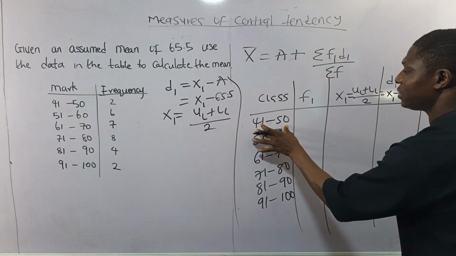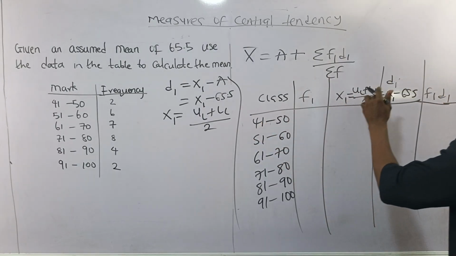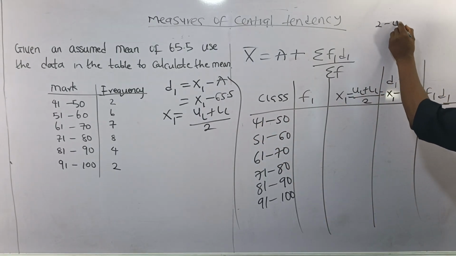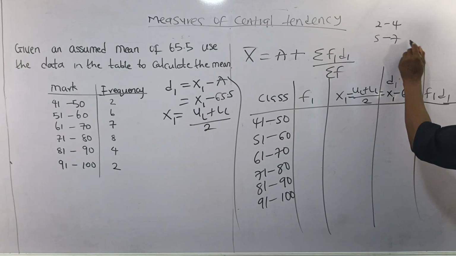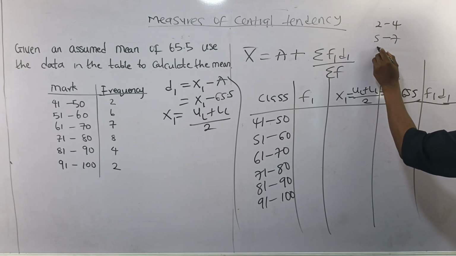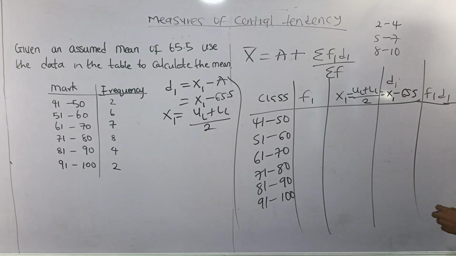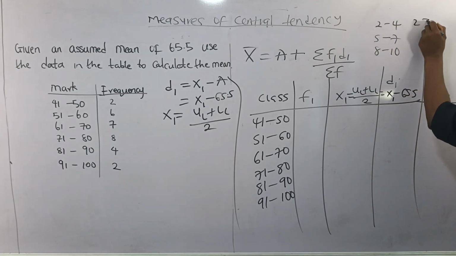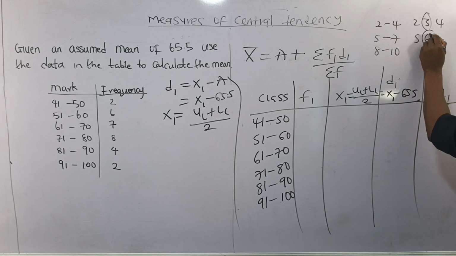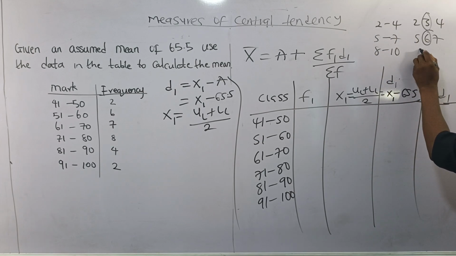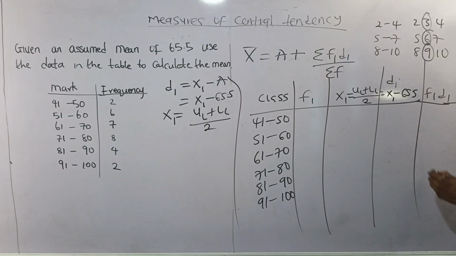Now, this can be gotten if I have 2 to 4, and I have 5 to 7, and I have 8 to 10. 2 to 4 is 2, 3, 4, so the middle term is 3. 5 to 7 is 5, 6, 7, so the middle term is 6. 8 to 10 is 8, 9, and 10. And the middle is 9. What is happening here?